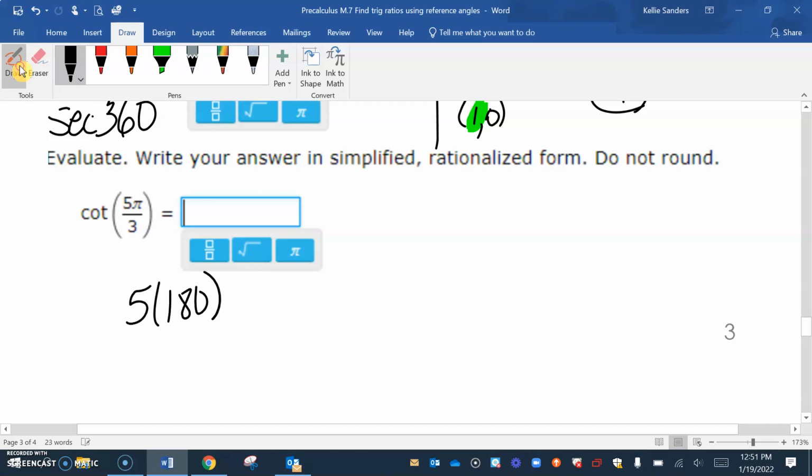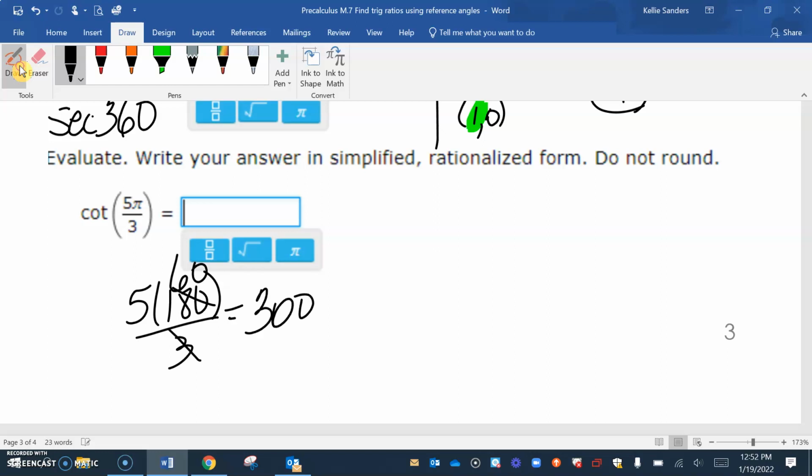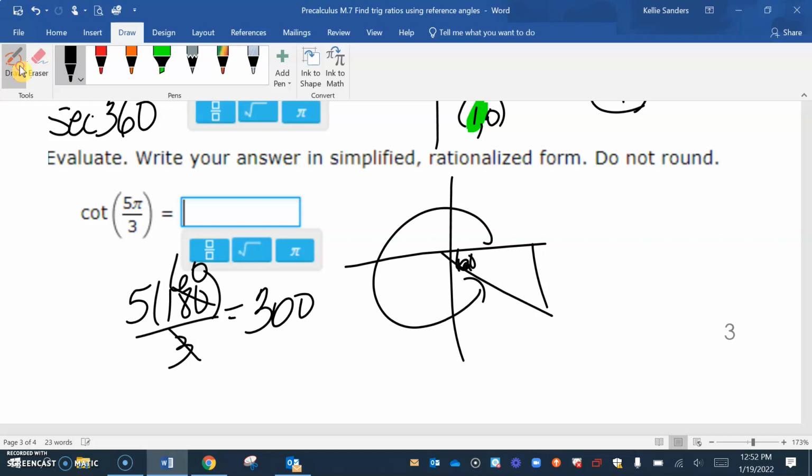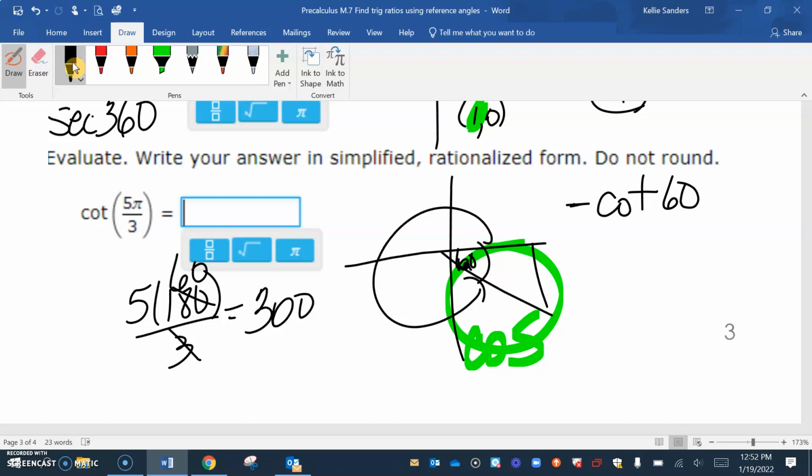5 pi over 3: 180 over 3, which is 60, which is 300, which is right here. So if this is 300, then this is 60. And what is positive in the fourth quadrant? Cosine. And we're doing cotangent. So this is going to be negative cotangent, because cotangent and tangent are negative in the fourth quadrant, of 60. And what is cotangent 60? Square root of 3 over 3. So this is going to be negative square root of 3 over 3.